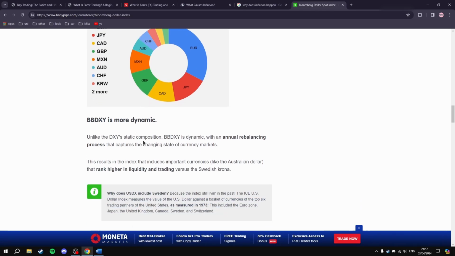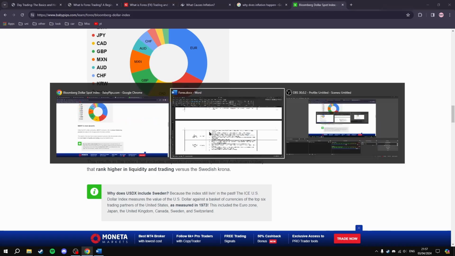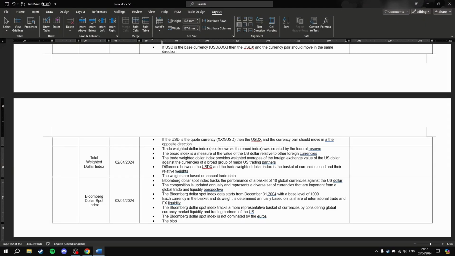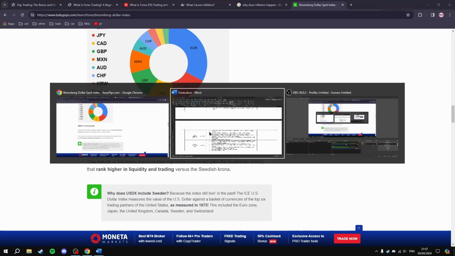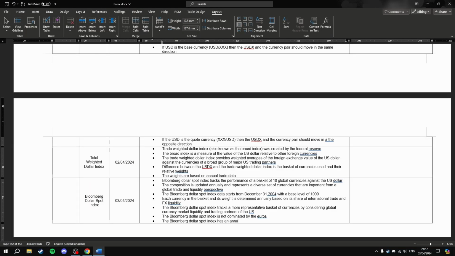BBDXY is more dynamic. Unlike the DXY static composition, BBDXY is dynamic with an annual rebalancing process that captures the changing state of the currency markets. I've already written it's updated annually. The Bloomberg Dollar Spot Index has an annual rebalancing process.